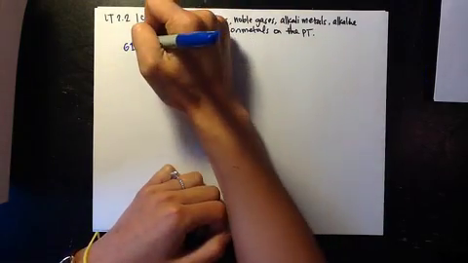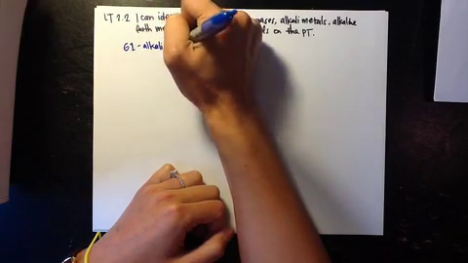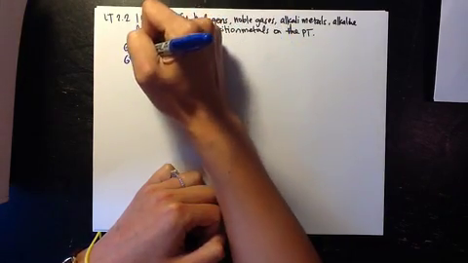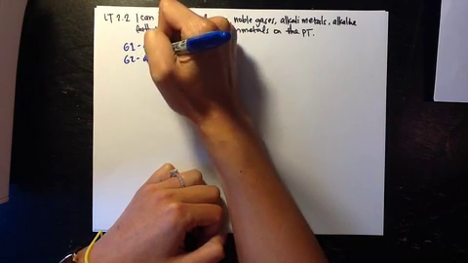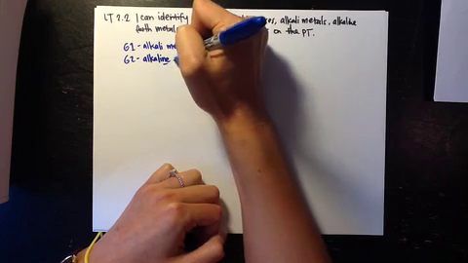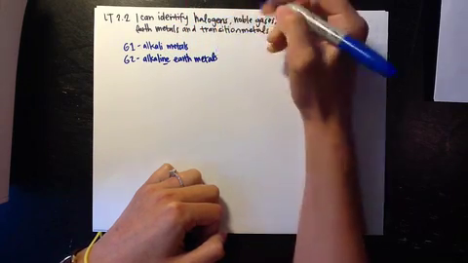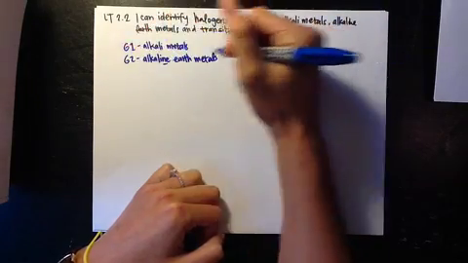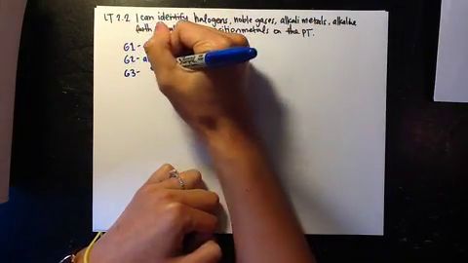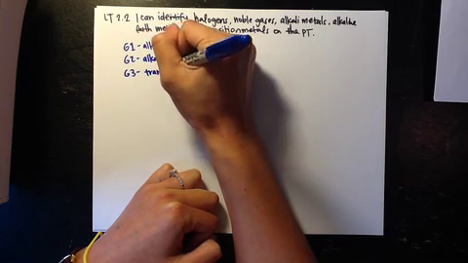Group 1, those are my alkali metals. Group 2, those are my alkaline earth metals. Group 3, which is a huge block, and I'll show you in a moment, those are my transition metals.